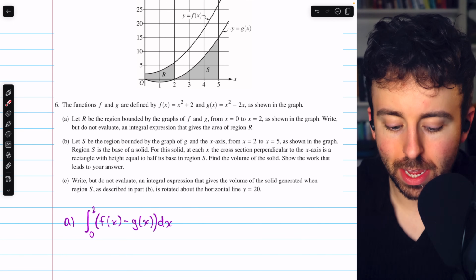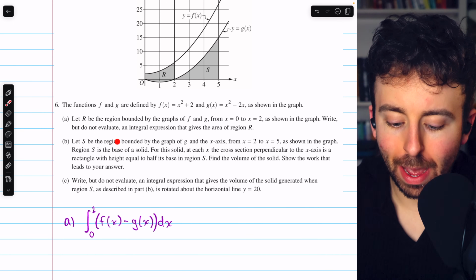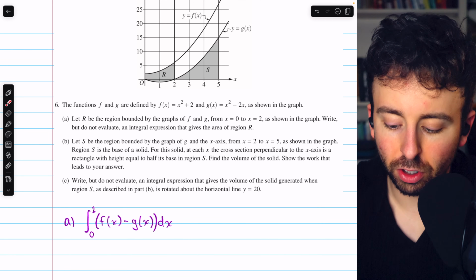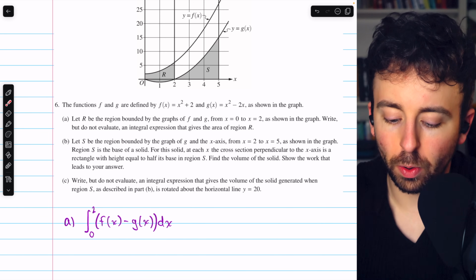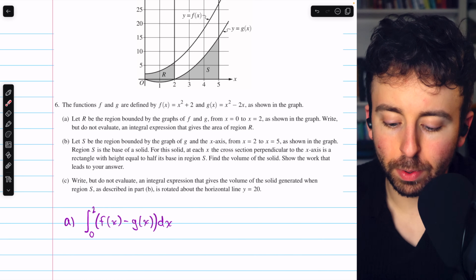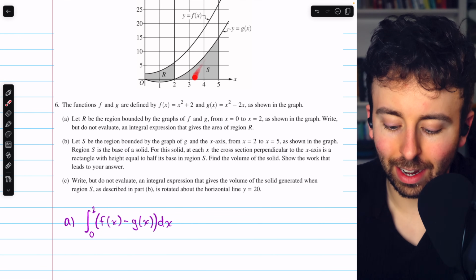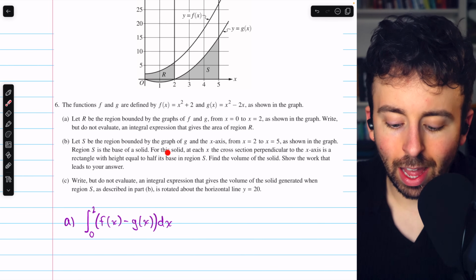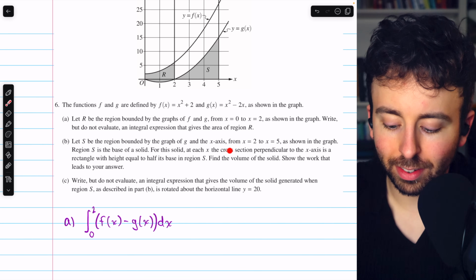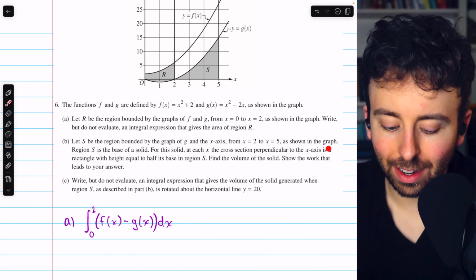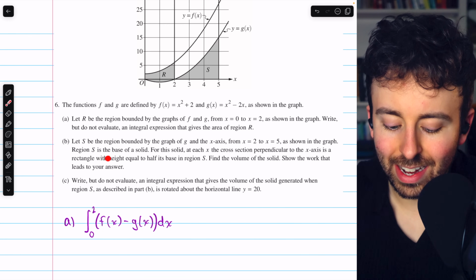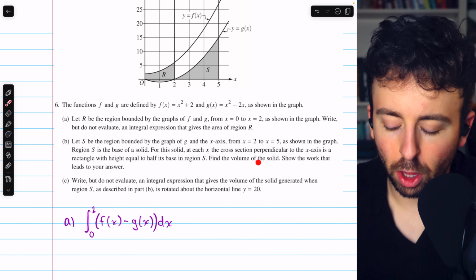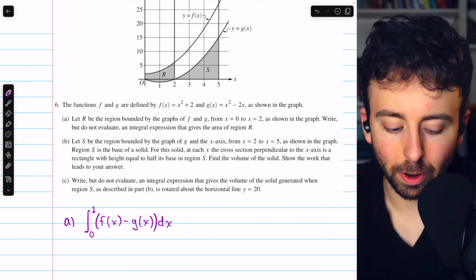On to part B. Let S be the region bounded by the graph of g and the x-axis from x equals 2 to x equals 5, as shown in the graph. That's this region here between g and the x-axis. Region S is the base of a solid. For this solid, at each x, the cross-section perpendicular to the x-axis is a rectangle with height equal to half its base in region S. We want to find the volume of the solid and show the work that leads to our answer.